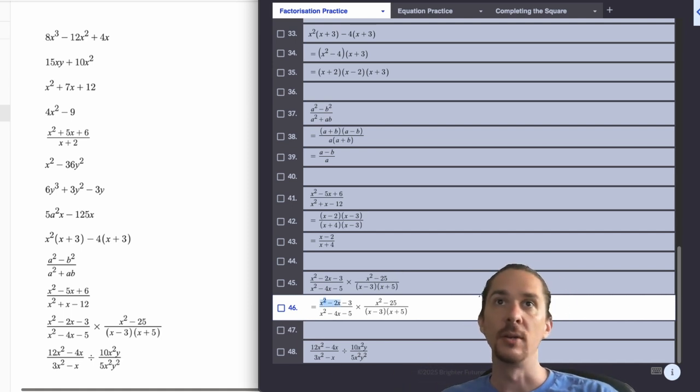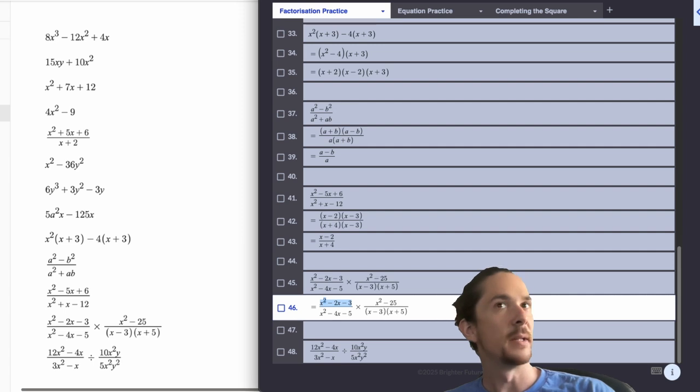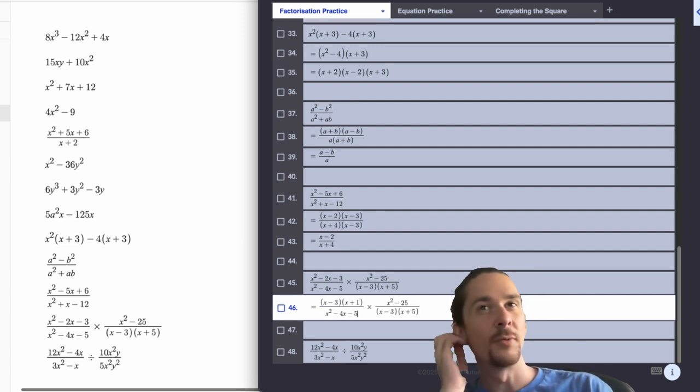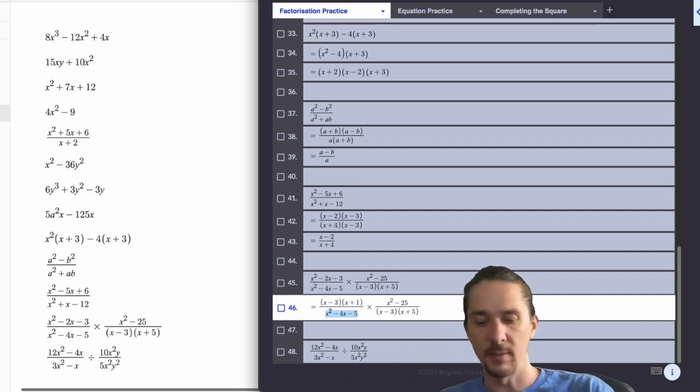Okay, so here, what adds to -2 and multiplies to -3, that'll be -3 and +1. What adds to -4 and multiplies to -5, that will be -5 and 1.